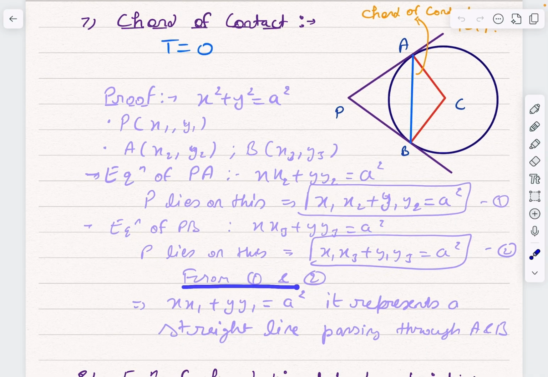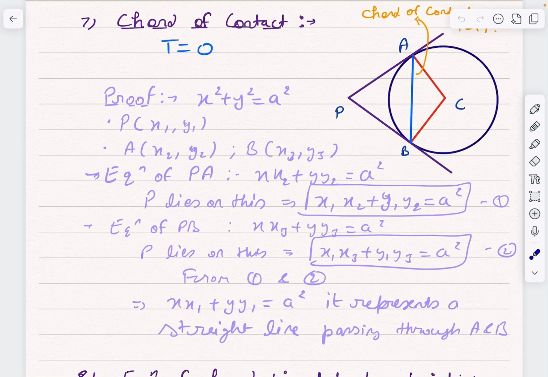Now from 1 and 2, if I make an equation here, x x1 plus y y1 equal to a square. From 1 and 2, we can say that x2 x3 will satisfy and x2 y2 will also satisfy. So this equation of line will be passing through both A and B. So this is the required line. And if you see, this is nothing but if you use T equal to 0, we get this thing.